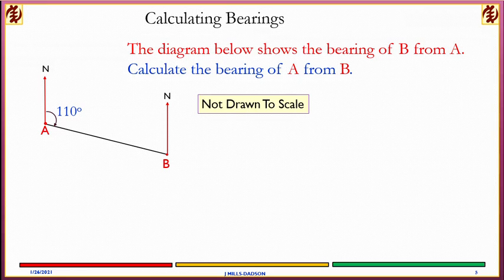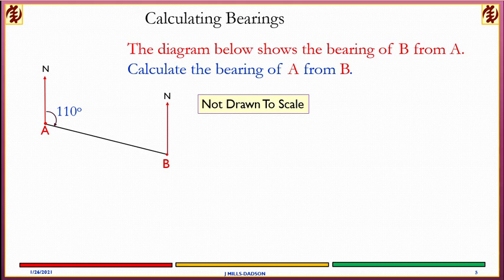When it comes to calculating bearings, you need to be very good at some angle facts. Corresponding angles are equal, and they make an F shape, but the real name is corresponding angles. The next one is alternate angles. Alternate angles are also equal. They make a Z shape, but the real name is alternate angles.